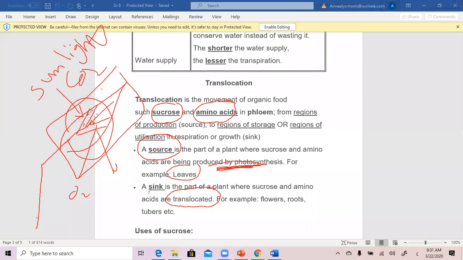Why? Because the leaf is the part which does photosynthesis in the plant. So these nutrients will go to the stem, then the root, then the stem, then the flower, and so on. That is the sink here, and that is the sink here. But that is the source here.